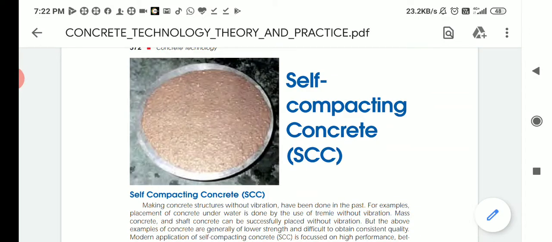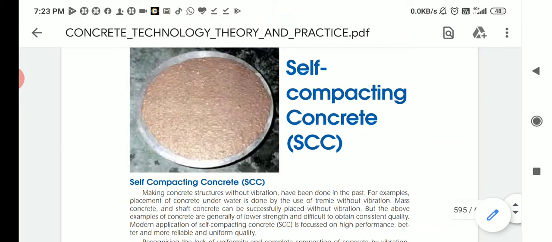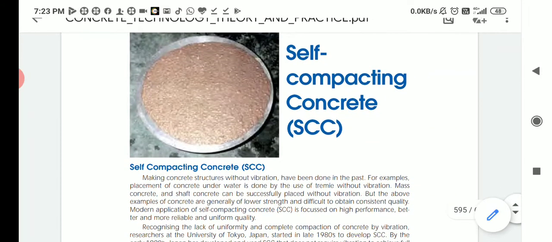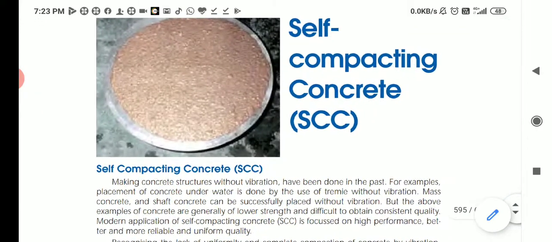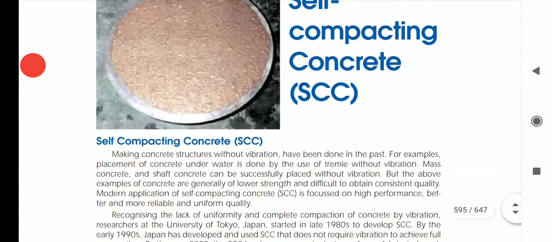In this session, we are going to study the fifth module, that is special concrete. In that special concrete, we are going to study the different types of concrete. One is the self-compacting concrete and ready-mix concrete, lightweight concrete, and fiber reinforced concrete. Okay, so like this we are going to study the different types of concrete which are used in construction. In that, the first one we are going to study is the self-compacting concrete.